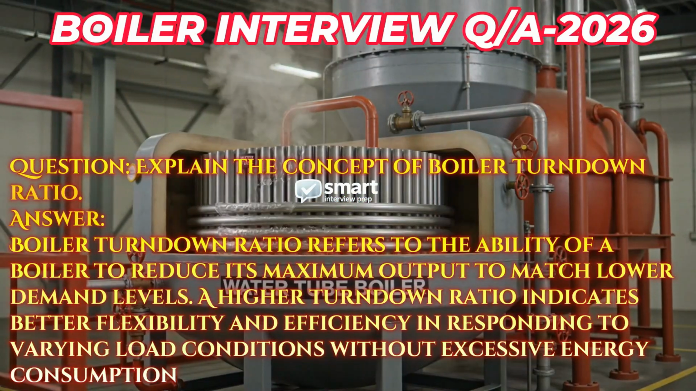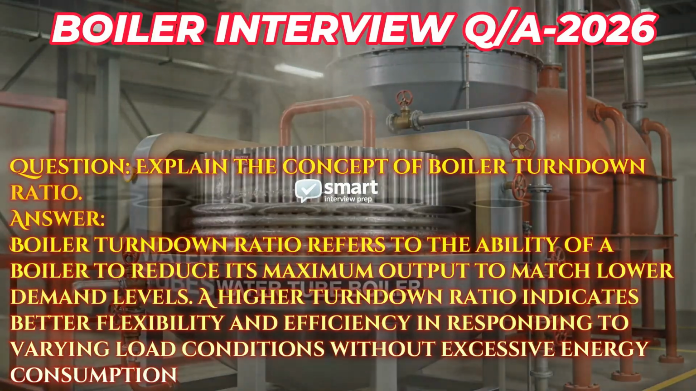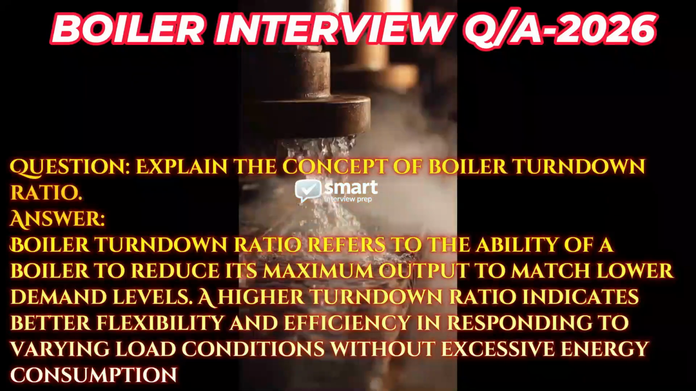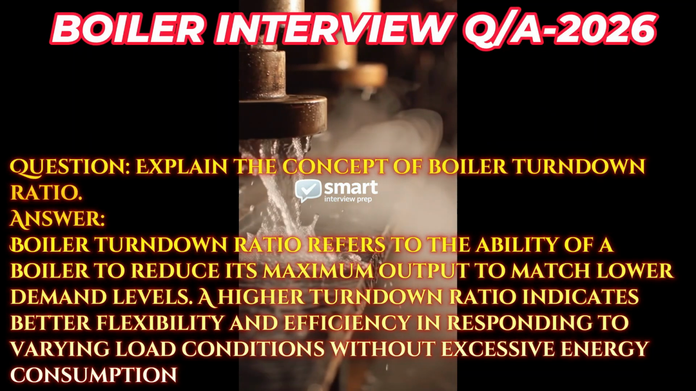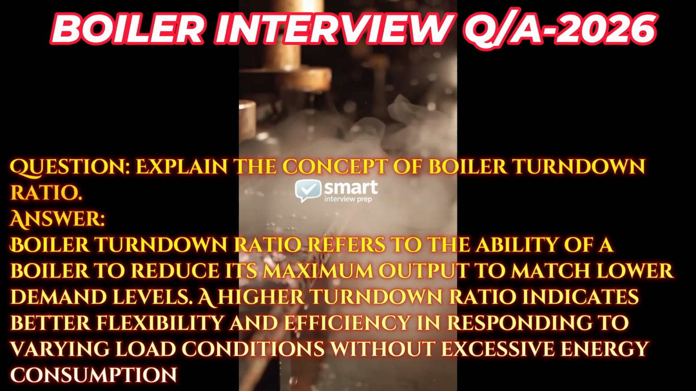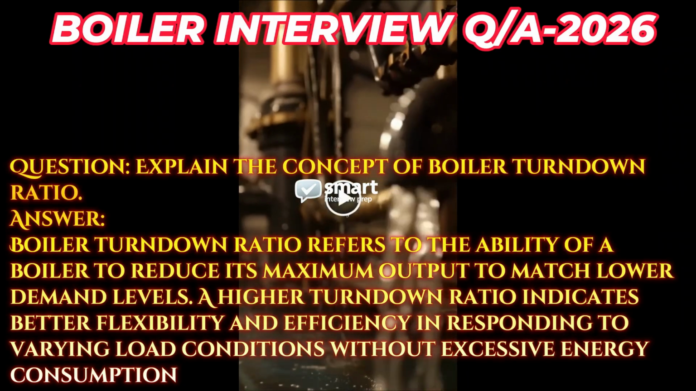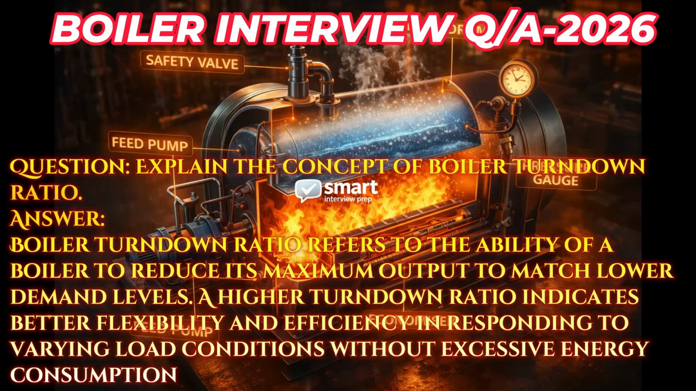Question. Explain the concept of boiler turn-down ratio. Answer. Boiler turn-down ratio refers to the ability of a boiler to reduce its maximum output to match lower demand levels. A higher turn-down ratio indicates better flexibility and efficiency in responding to varying load conditions without excessive energy consumption.